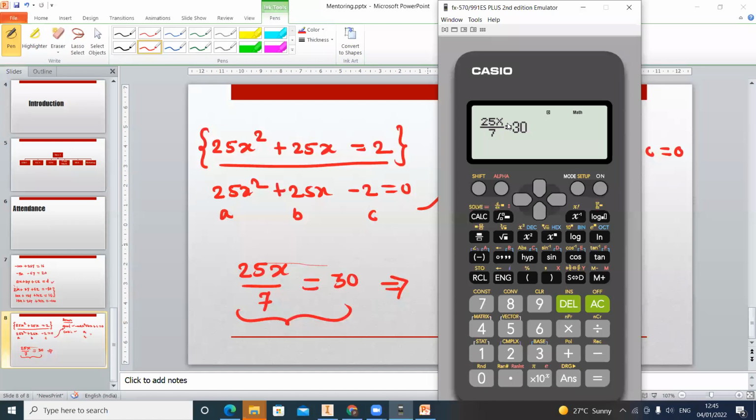Now to solve this equation, press shift and then solve, that means the calc button. The calculator will automatically ask solve for x, then press equal to. Your answer will be directly x is equal to 8.4. In this way you can enter an equation, whether quadratic or cubic, and you will get the answer directly.